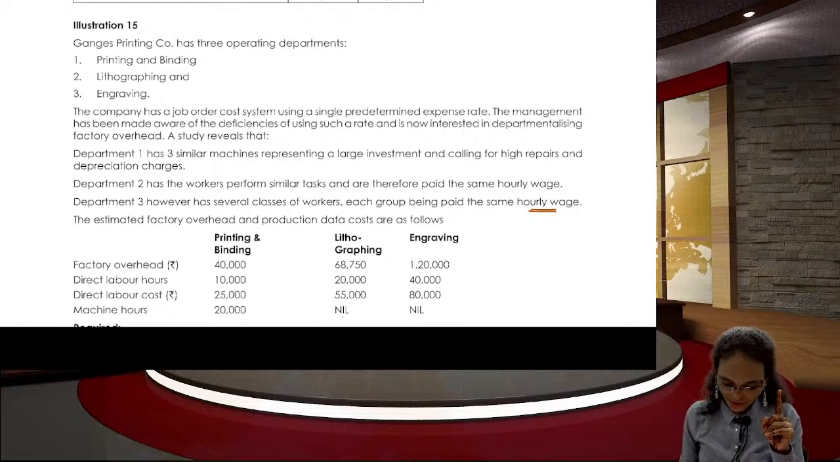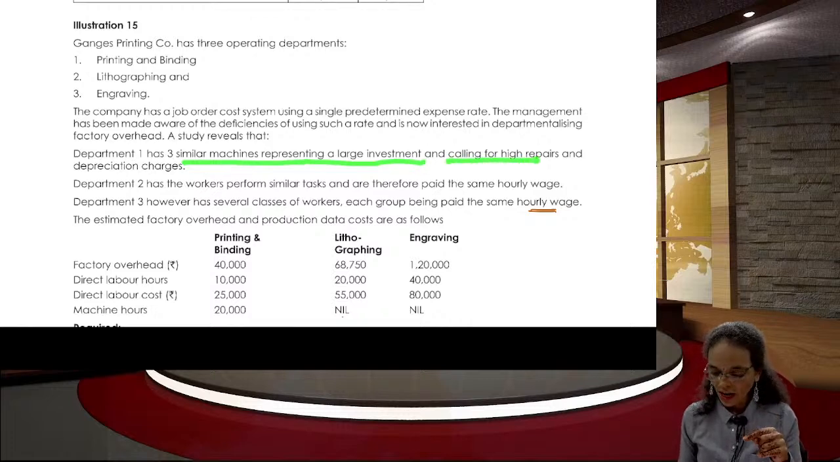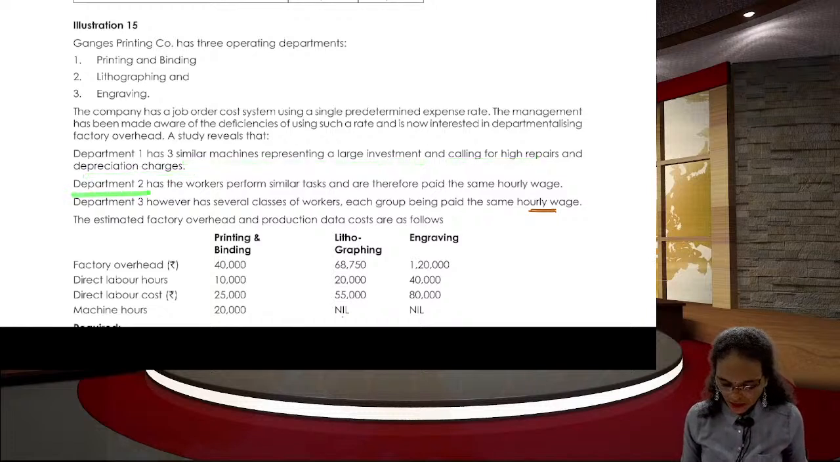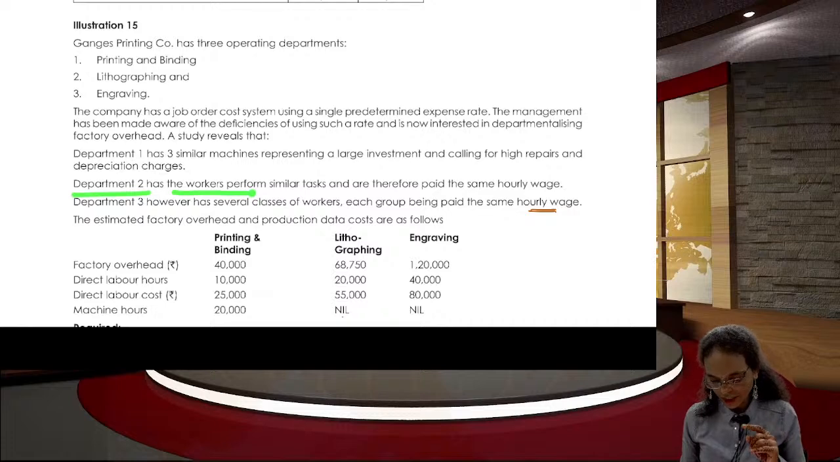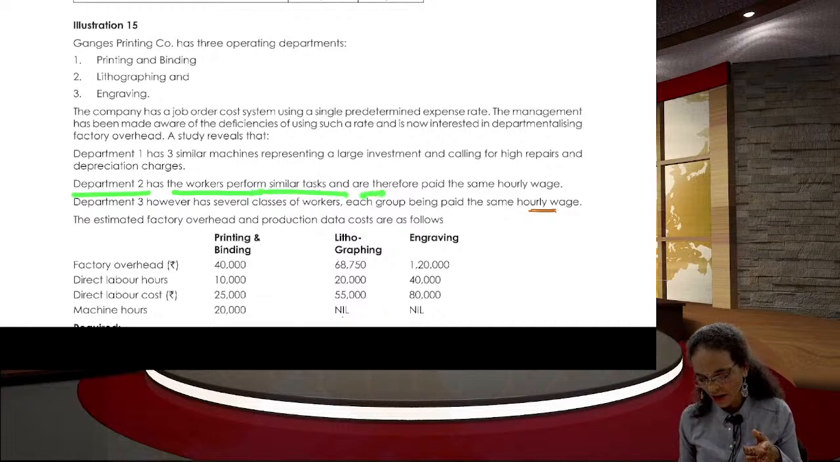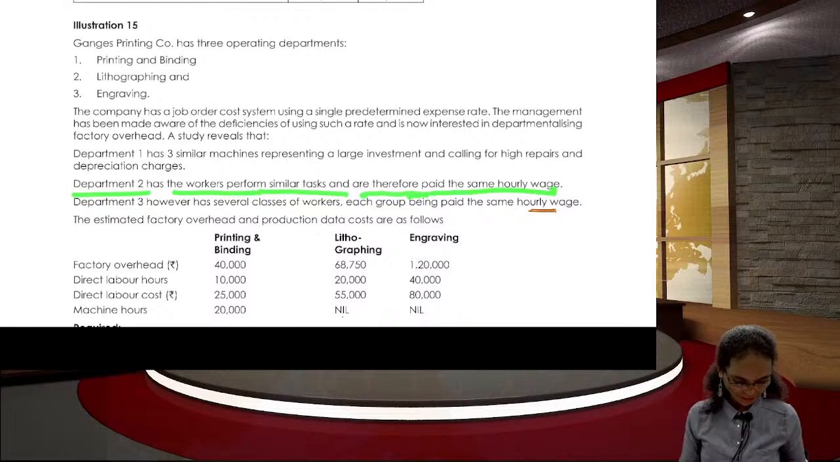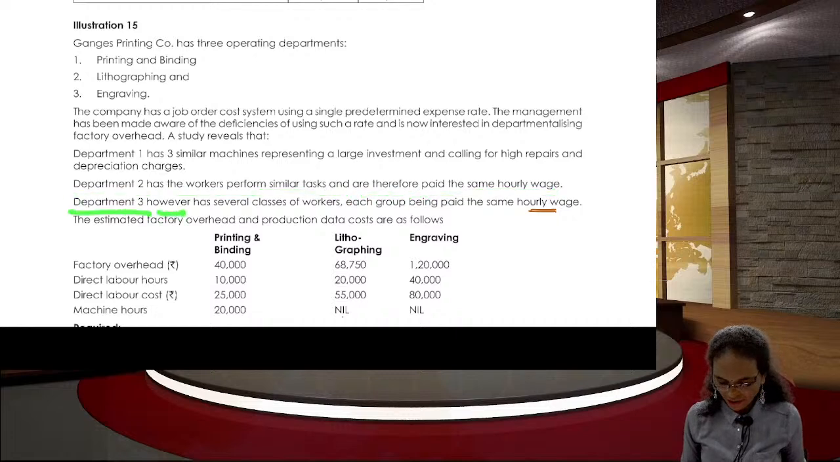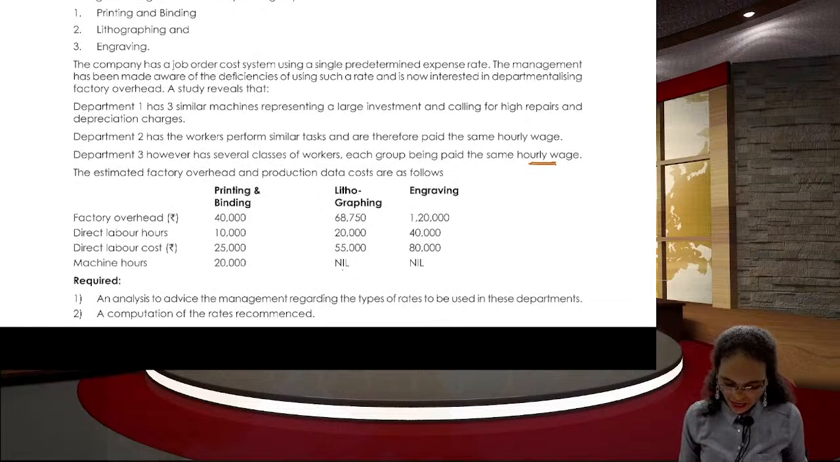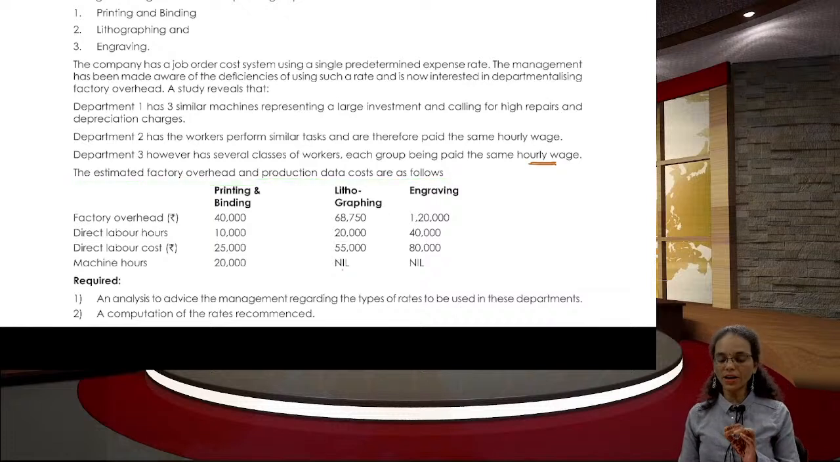Department 1 has 3 similar machines representing a large investment and calling for high repairs and depreciation charges. Department 2 has workers who perform similar tasks and are therefore paid the same hourly wage. Next, Department 3, however, has several classes of workers, each group being paid the same hourly wage. Estimated factory overheads and the production data costs are as follows.